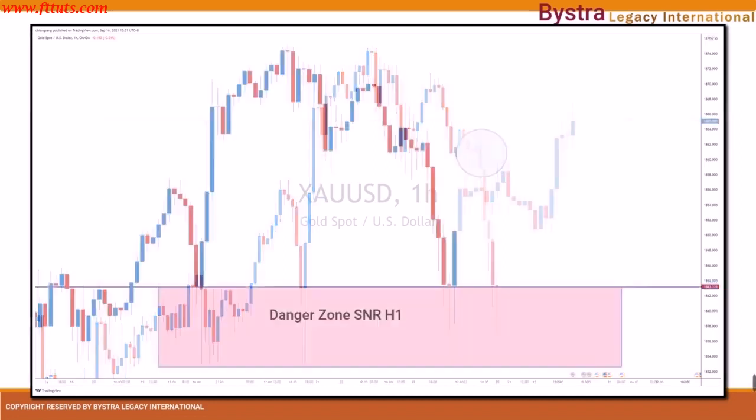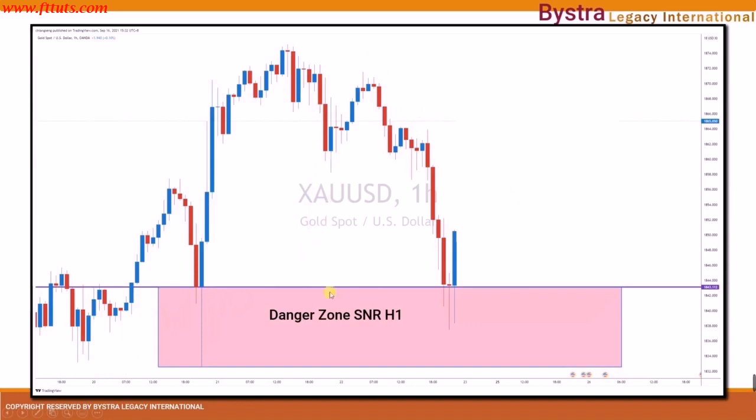All right, but however, guys, we have to know that this price has reacted from the danger zone. This danger zone you will learn about in the next session. So I'm just going to show you this danger zone on the H1 for gold. So price has reacted from the danger zone. See, it hasn't reached our entry point. It hasn't reached our setup here yet. We still put our PO in this area.